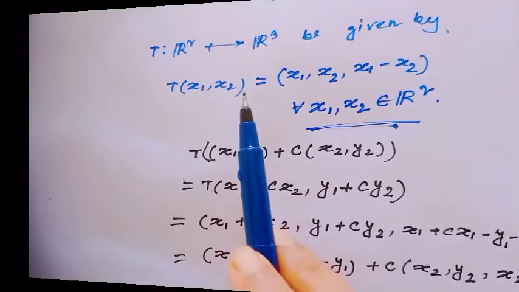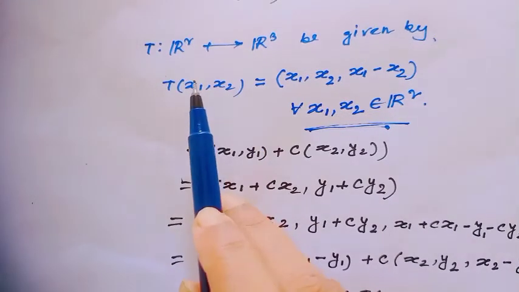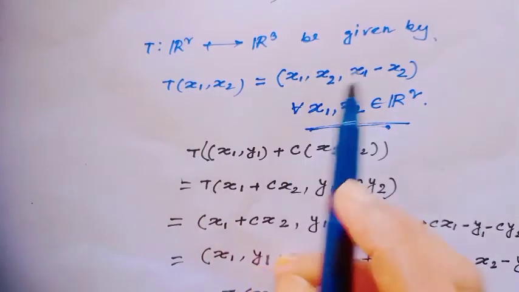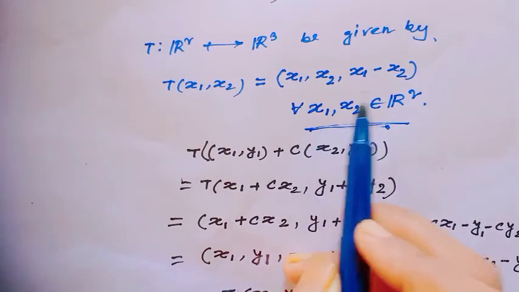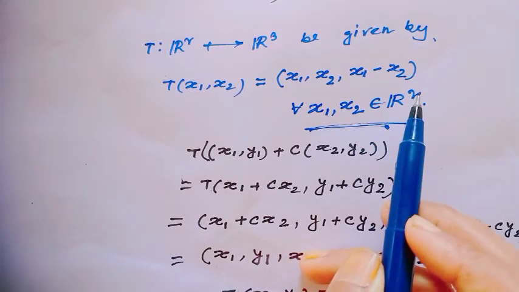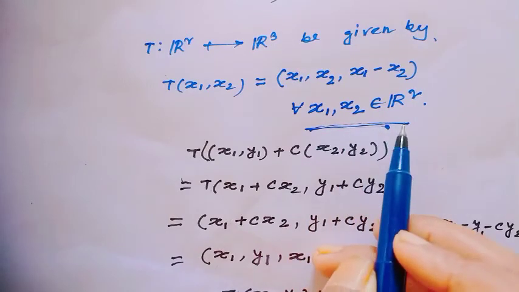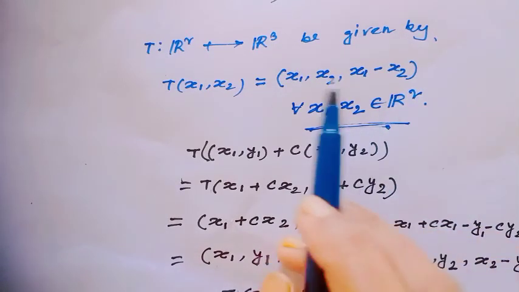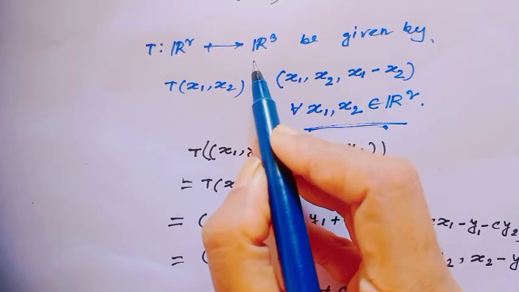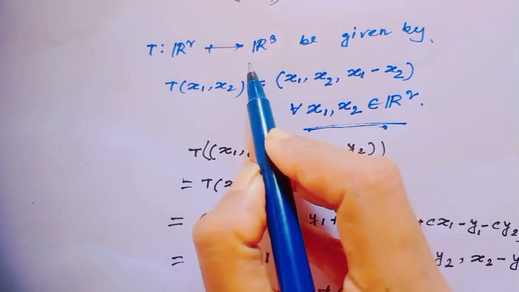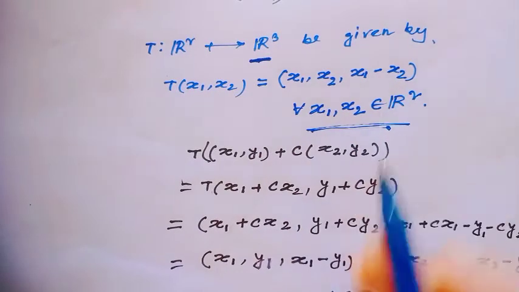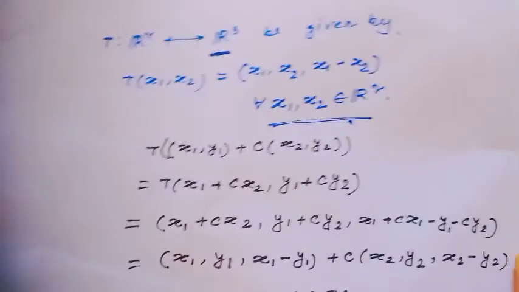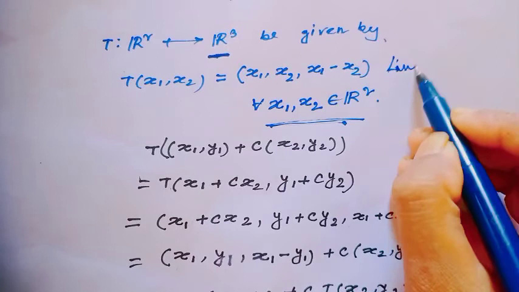Our next example, consider a transformation T from R2 to R3 given by T of x1, x2 equal to x1, x2, x1 minus x2, where for all x1, x2 belongs to R2. Here notice the mapping from R2 to R3. So here there are 3 components. Now I will check, is this mapping a linear transformation?